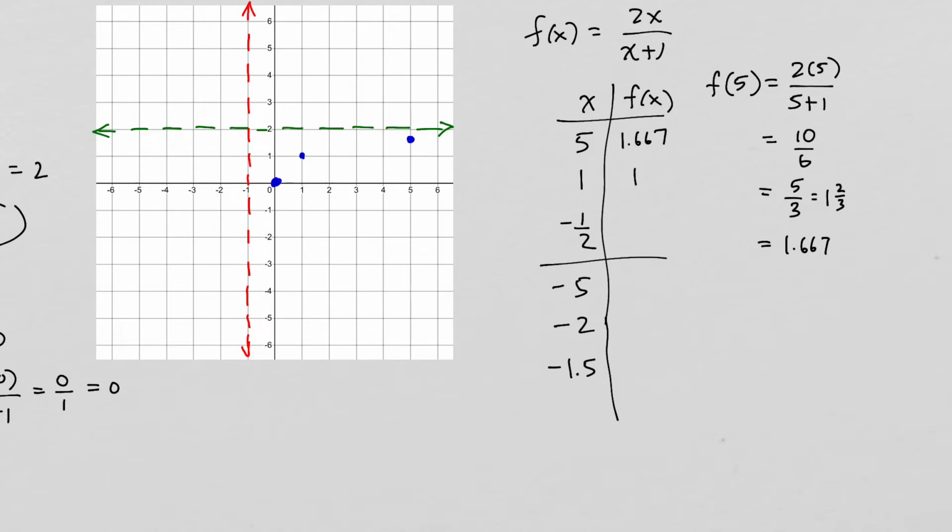And when you plug in -1/2, that's going to give us 2 times -1/2 divided by -1/2 plus 1, and this is -1 divided by 1/2, and that is -2. So when x equals -1/2, y equals -2, which is right there on the graph.